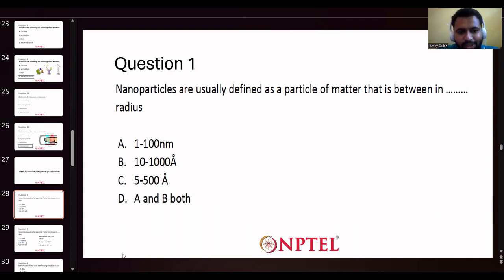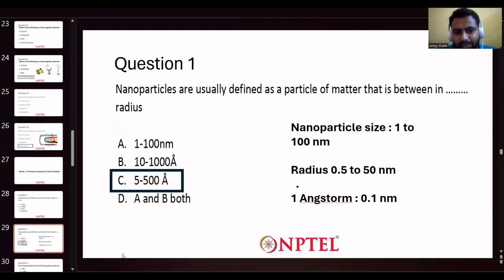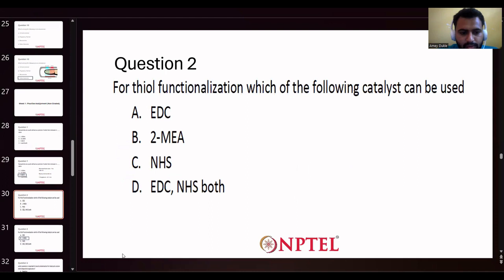But again, you have to read the question very carefully. There is something called radius. The question asks what is the radius of the nanoparticle. It is not asking for the entire size of the nanoparticle. So a nanoparticle size is between 1 to 100 nanometers, but the radius is half the size, so it can be between 0.5 to 50 nanometers, and 1 angstrom is 0.1 nanometers. That means 0.5 nanometers is 5 angstroms, and 50 nanometers is 500 angstroms. So the answer is option C, 5 to 500 angstroms.